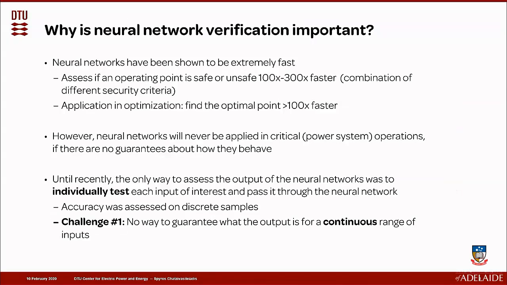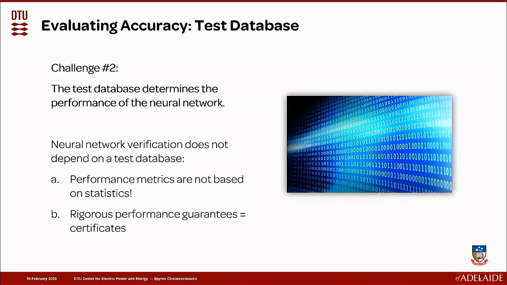Now, challenge number one, there's no way to guarantee what the output is for a continuous range of inputs. Up to now with the test database, we can assess the performance based on discrete samples, but we could never tell what happens between one sample and the other. Neural network verification can actually guarantee for continuous ranges of data. Number two, as we said, the test database determines the performance of the network. With the verification, we move away from the need of a high-quality test database.